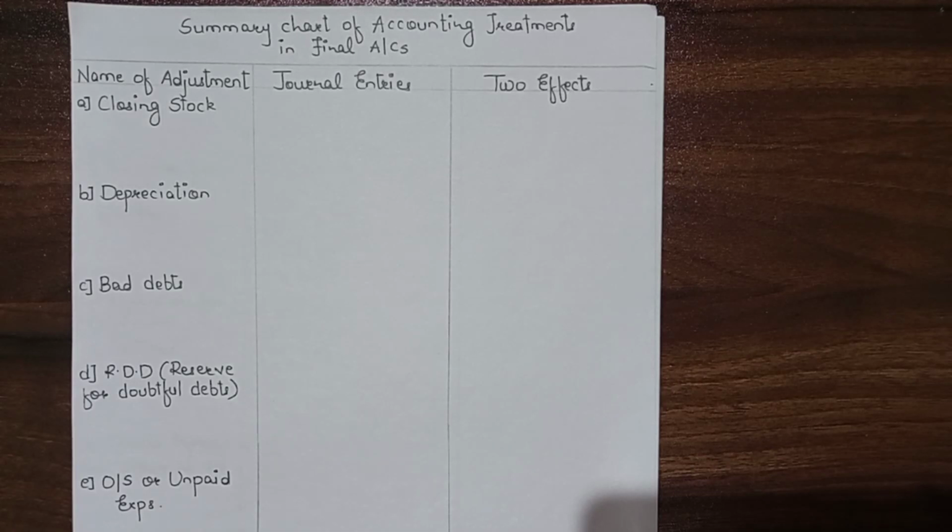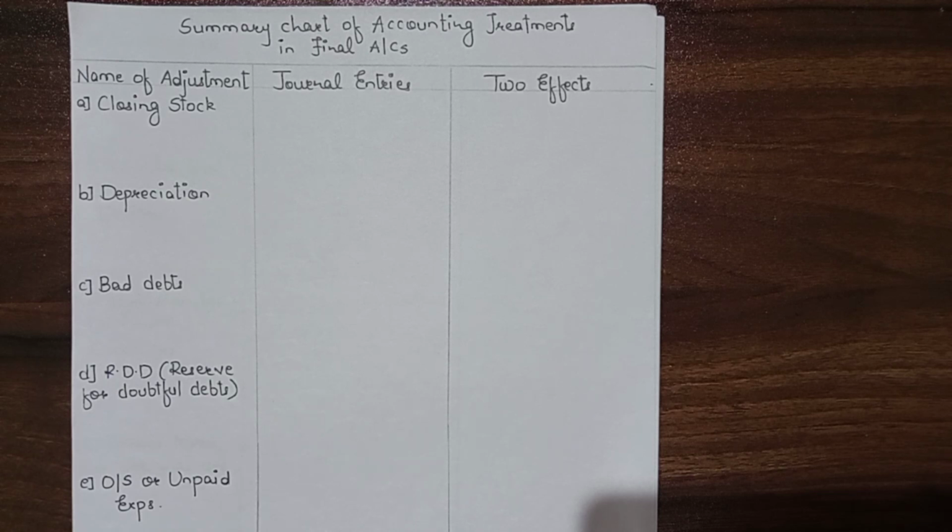So in today's video I'm going to explain some adjustments that always come under your trial balance in the question of final accounts. We are going to see a summary chart of it and the accounting treatments of every adjustment, one effect where it is going to be posted and the other effect where it is going to be posted, and also the journal entries of it. So without wasting time, we will start with the video.